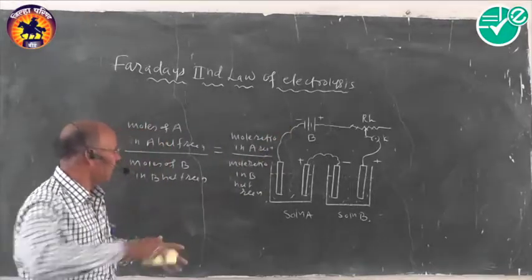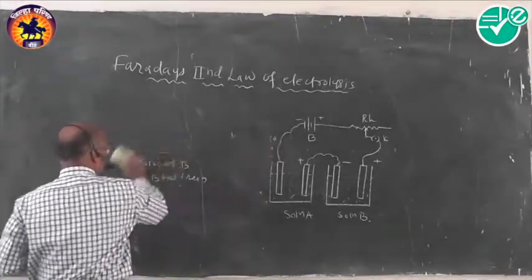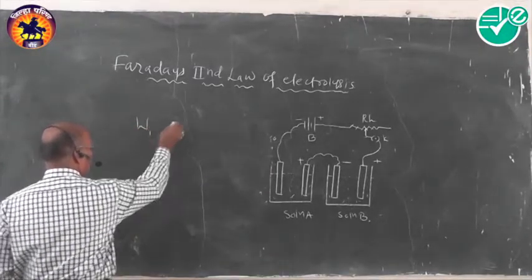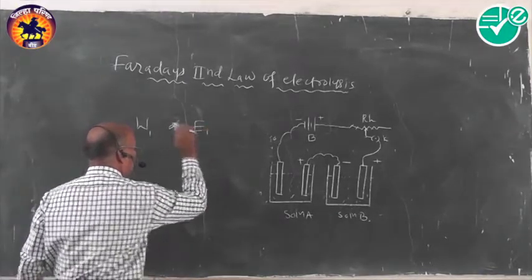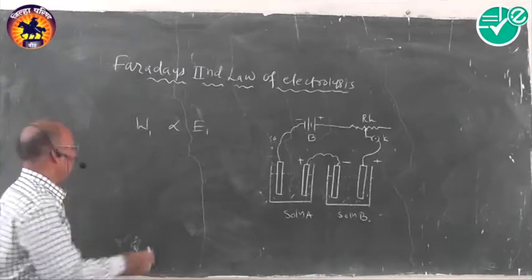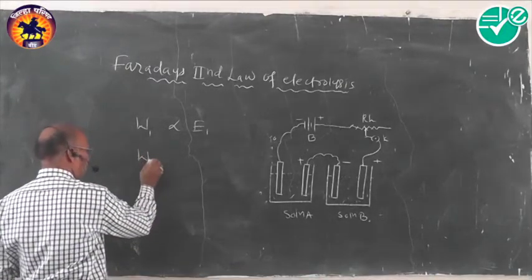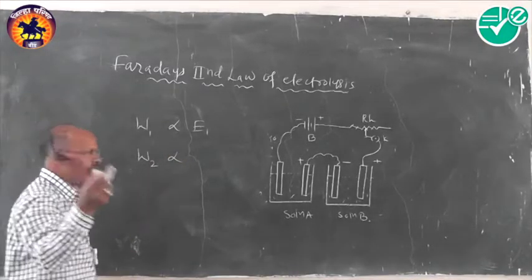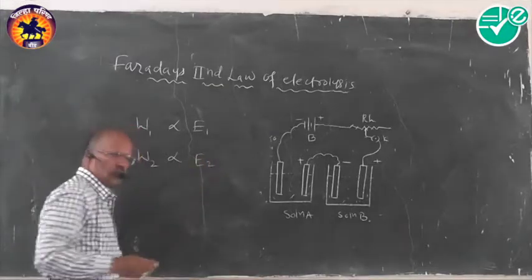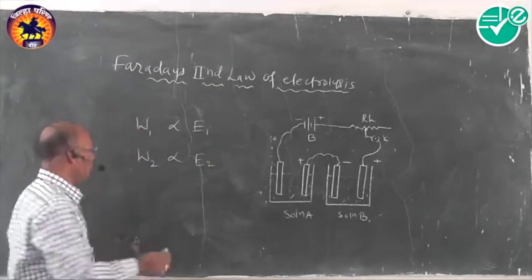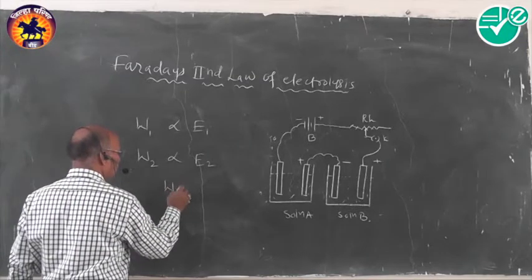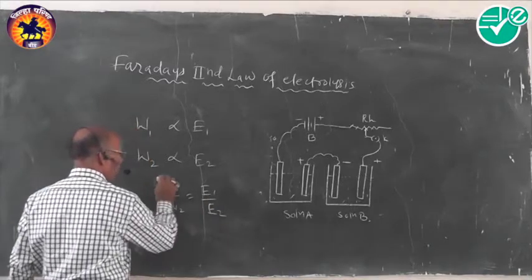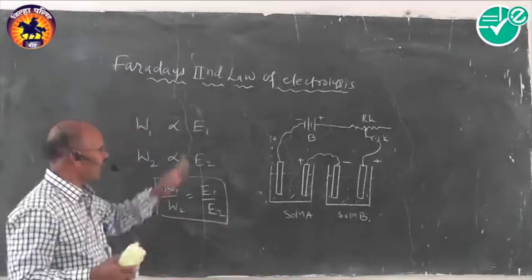So in short, we can write Faraday's second law mathematically in this fashion. The weight of the substance, suppose W1, varies directly with the chemical equivalent or equivalent weight E1 for the first one. In the same fashion, the amount of substance deposited at the electrode surface, W2, again varies directly with the equivalent weight E2. If we modify this equation for our convenience, we can write it like this: W1 by W2 is equal to E1 by E2. So this is the mathematical form of Faraday's second law of electrolysis.